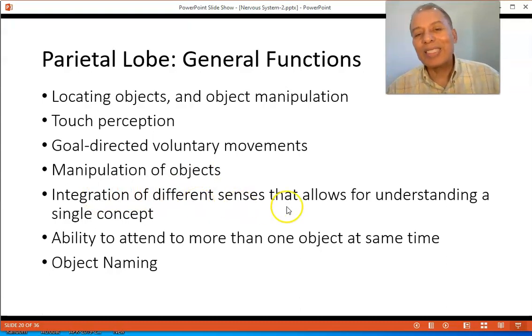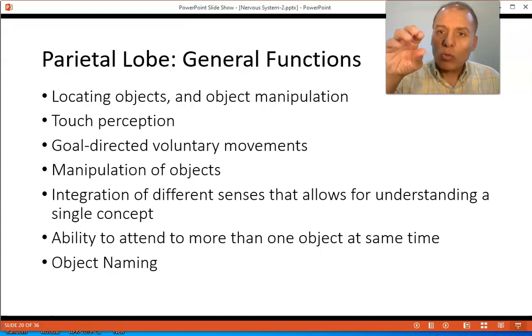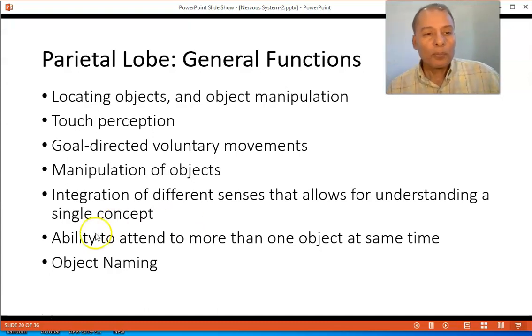Integration of different senses that allows for understanding of a single concept. It enables you to integrate the small pieces of information about one object or one thing into one complete whole. The ability to attend to more than one object at the same time is sometimes called dual attention, and is also part of working memory processing. Naming objects is also a function of the parietal lobe.